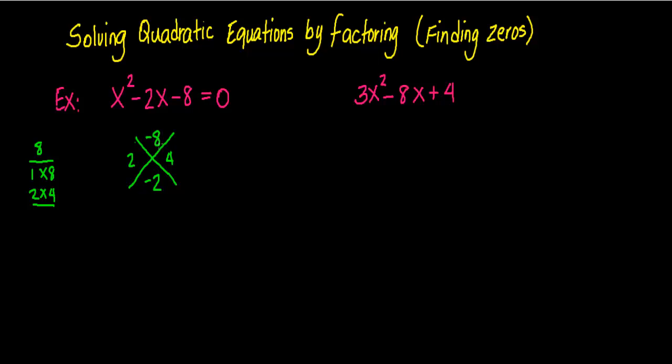But I want to get -8. So one of these two has to be negative, either the 2 or the 4. Which one do I choose to be negative? Since I need to add them together and get a -2, that means negative has to be with the 4. 4 has to be negative. So let's check. -4 times 2 is -8, and -4 plus 2 is -2. So I have found the perfect combination of numbers that will factor this expression.